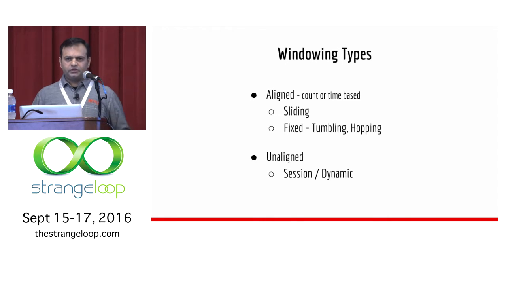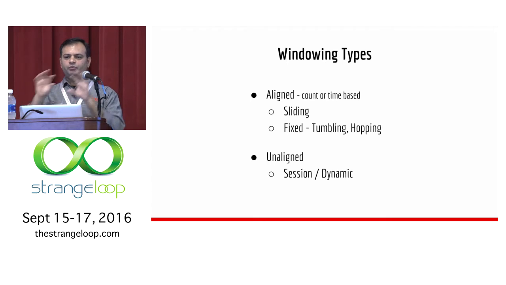So there are kind of 2 broad classifications of windows. One is aligned and unaligned. With aligned windows, what we are saying is if you take a view into your unbounded stream, then everything in that unbounded stream belongs to your window. And you can have multiple windows into that view.